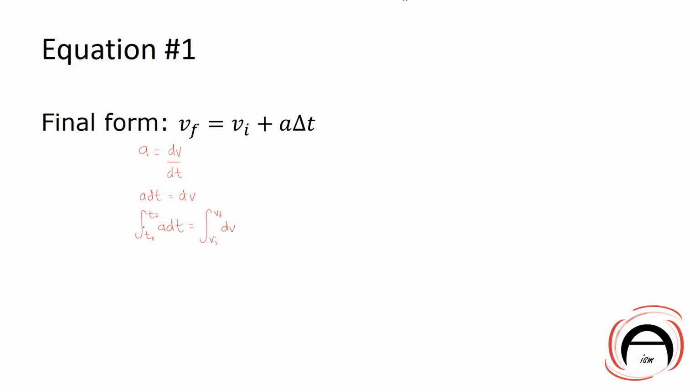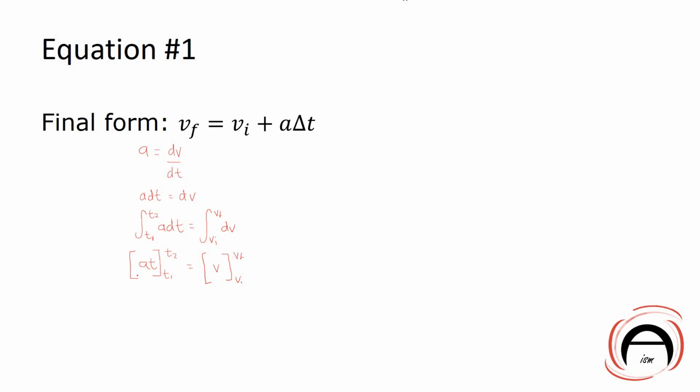of dv. If you remember your antiderivative rules, you're going to use the fundamental theorem of calculus. You'll have this a term multiplied by t, which acts as our x here, from t1 to t2, equal to this term, our dv, which just gives you your v term from v initial to v final.